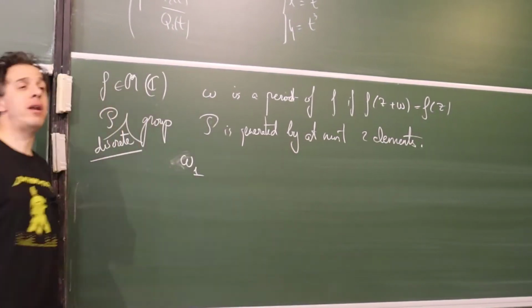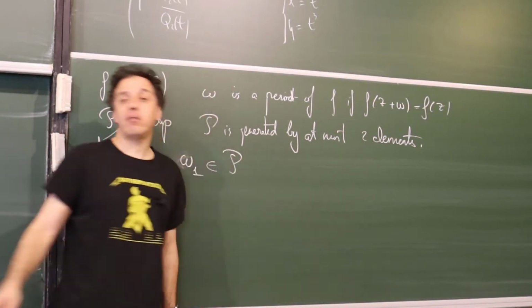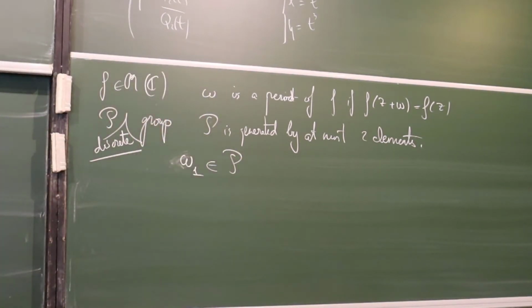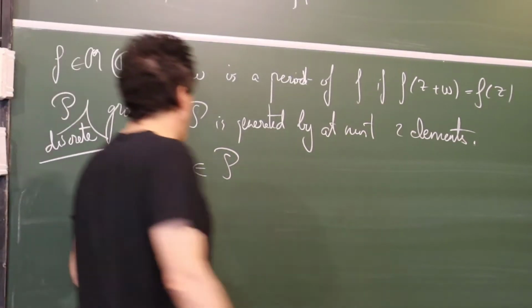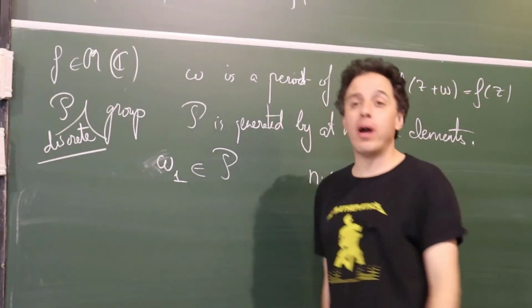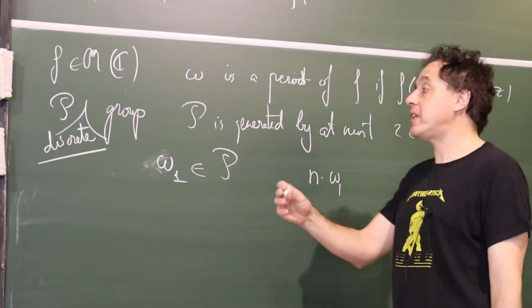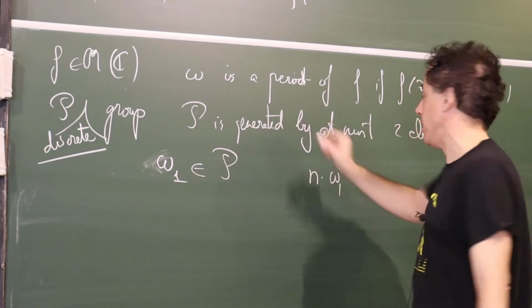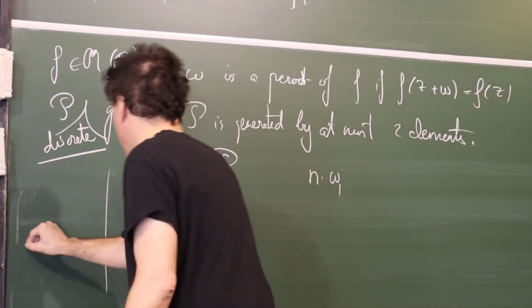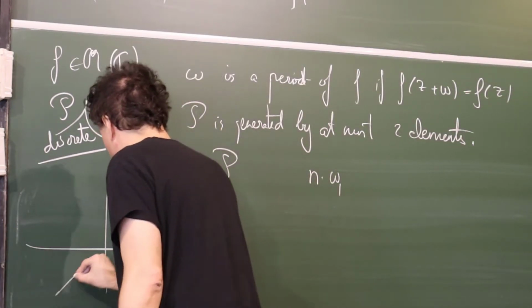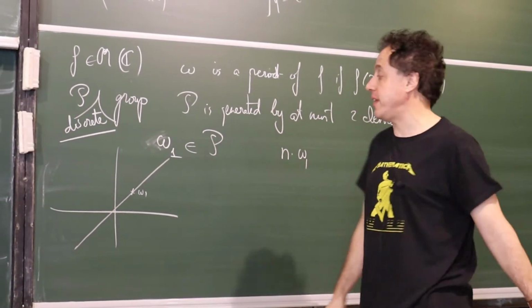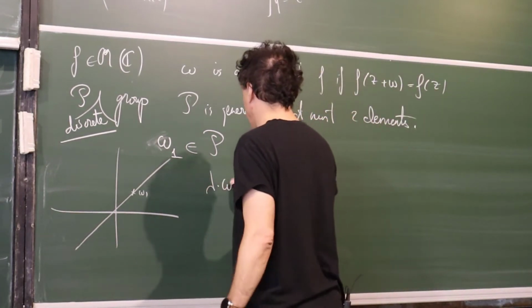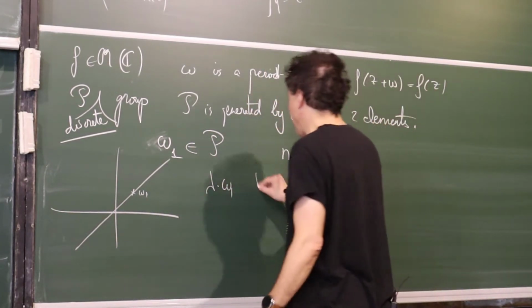So take omega 1, some period having the smallest possible modulus. So for every other non-zero period omega, the modulus of omega is greater or equal to that of omega 1. Of course, all the numbers n omega 1 are also periods. Assume there is a period on the same line. We are going to see the possible periods over this line, where you have omega 1.